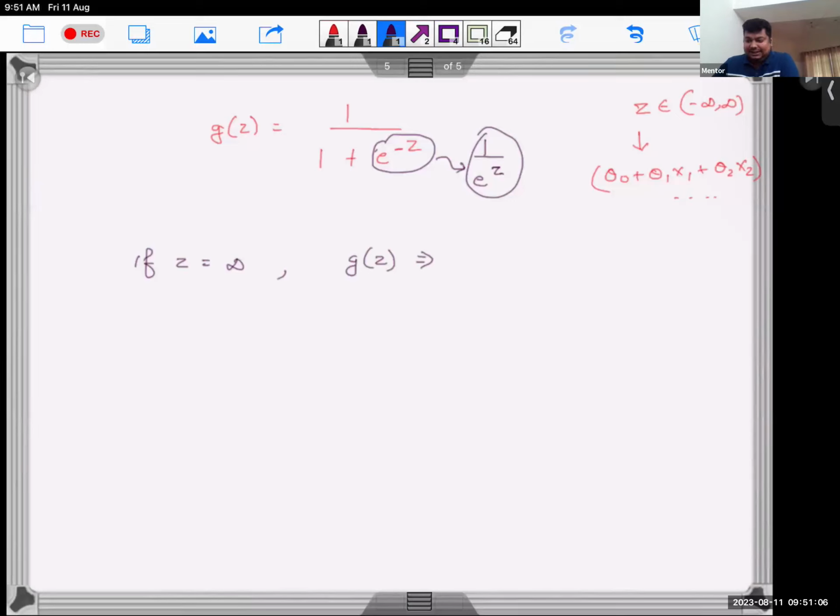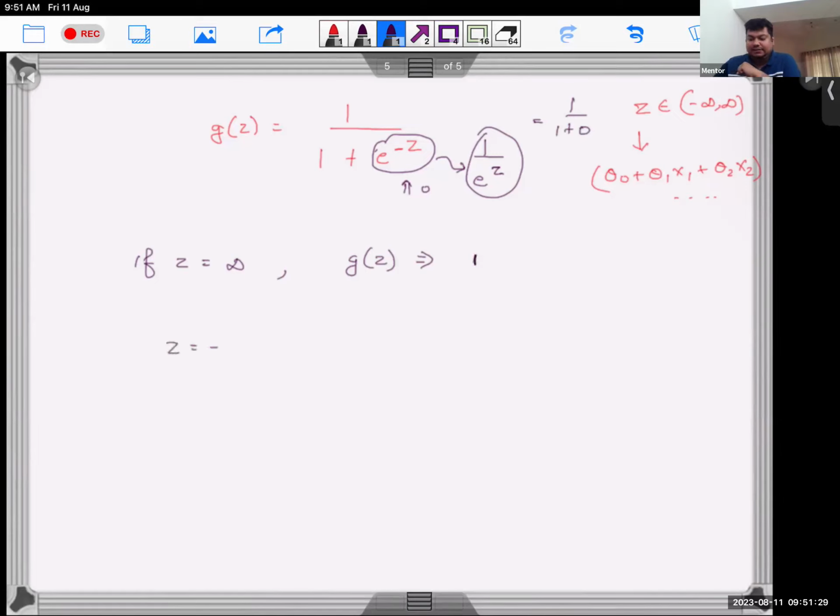So 1 divided by 1 plus 0 is going to be what? This number becomes 0 when z is infinity. So what is g of z when z is infinity? 1 divided by 1 plus 0, so 1. If z is infinity, it converges to 1.